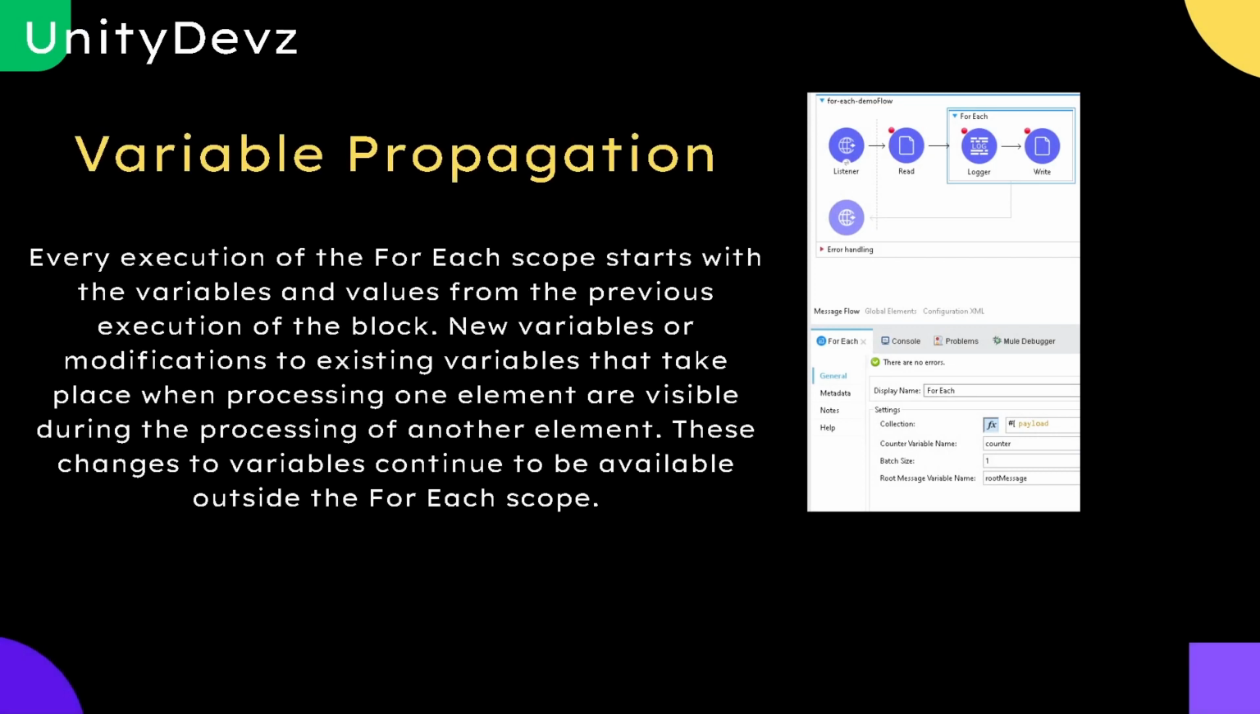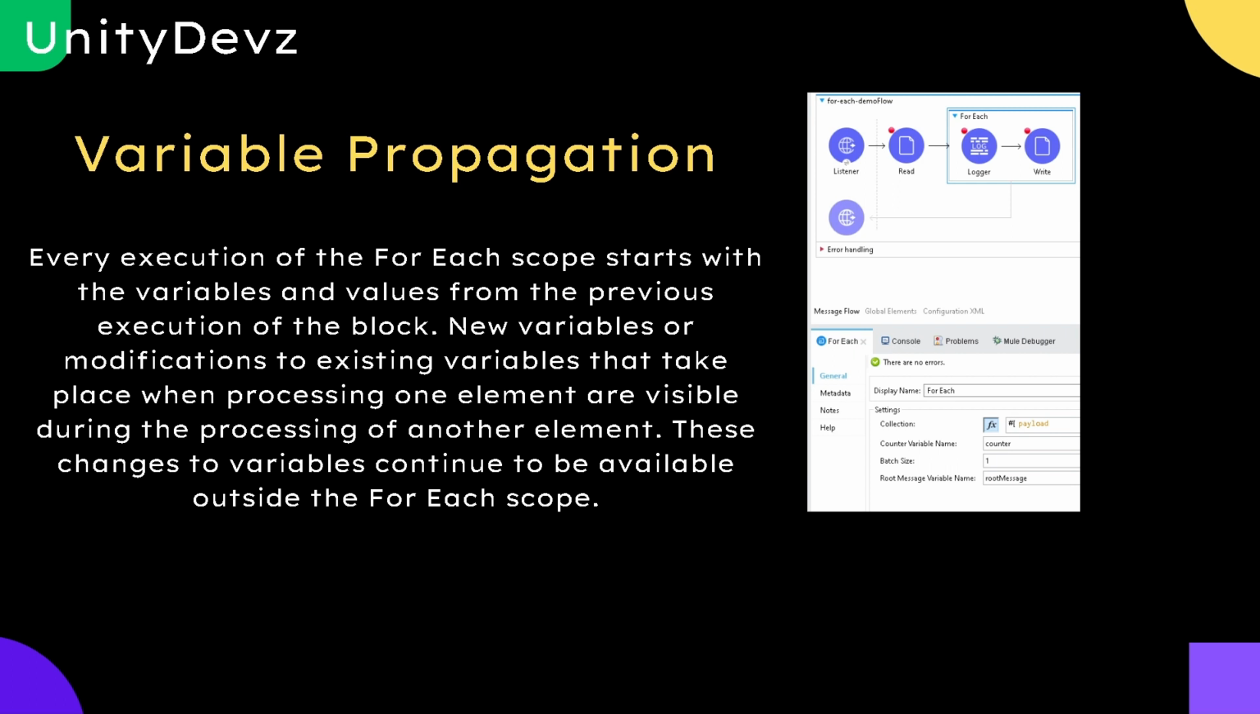which is variable propagation in for each. Guys, in this topic we will understand how these variables will act. Let's say we have some variables defined before for each, and similar variables we are modifying inside for each. After processing those records, what will be the value of those variables after processing everything in the for each? That's the concept of variable propagation.